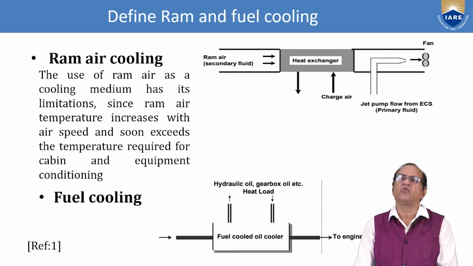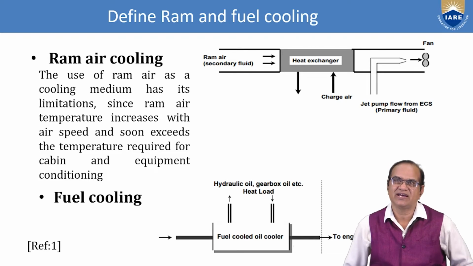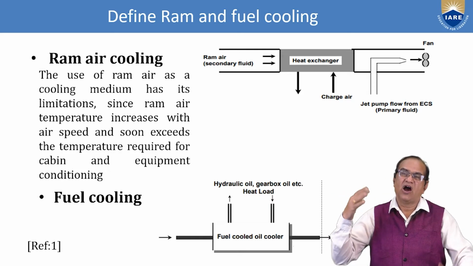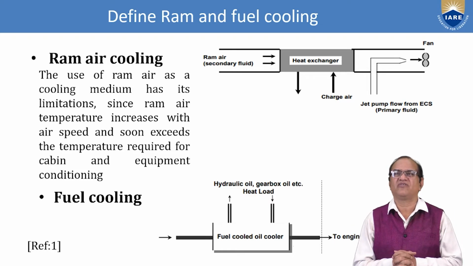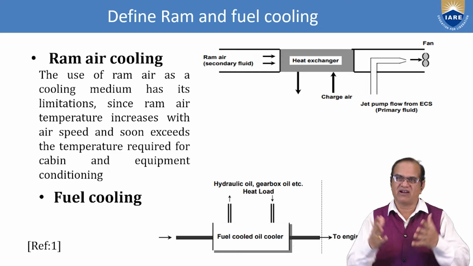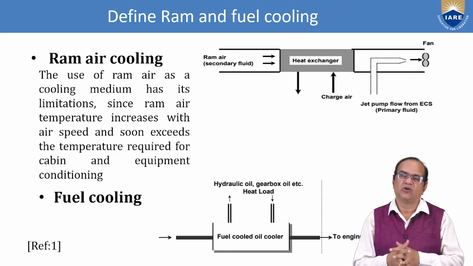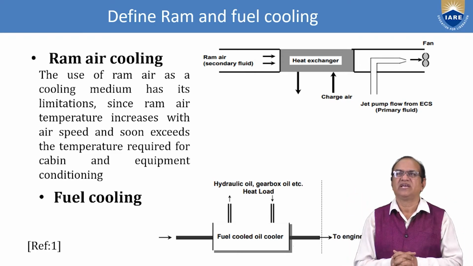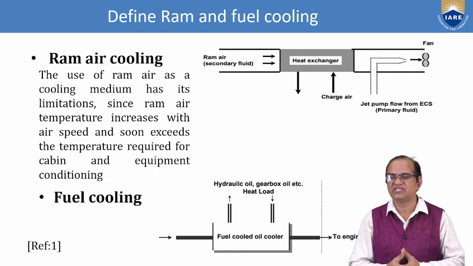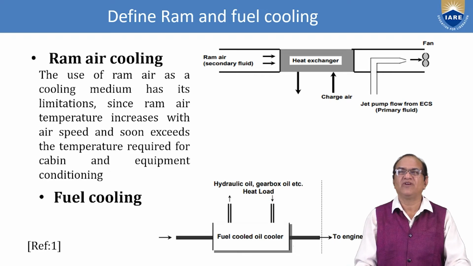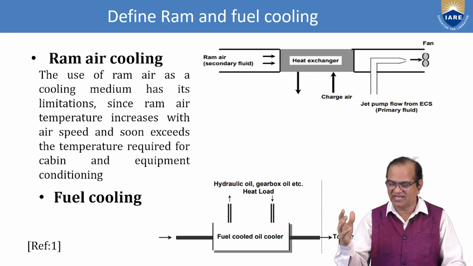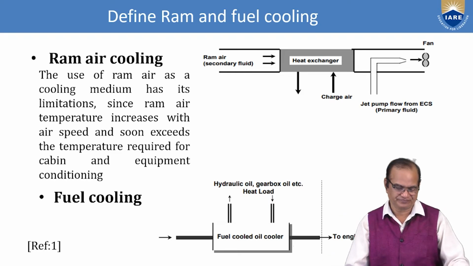What is the RAM cooling and what is the fuel cooling? You know that the aircraft is flying with a high speed and outside there is a sufficient amount of air available. When this air enters inside the aircraft through some nozzles or ducts, it gives a ramming effect and the pressure is slightly increased. When this air is passed through a heat exchanger, it is called RAM cooling.